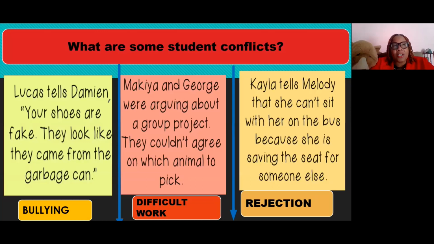But can you imagine that if you get on a bus with your best friend and your best friend tells you you can't sit beside her because she has that seat saved for another friend? Would you be happy or would you be sad? They would be sad. They wouldn't be happy. Okay, so that's another. I might cry, somebody says. Oh, exactly. So that is another type of conflict, rejection.